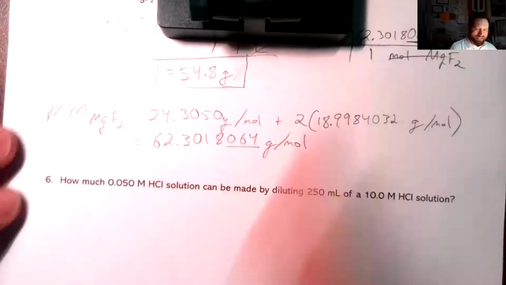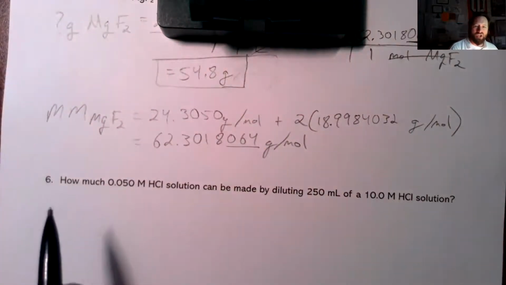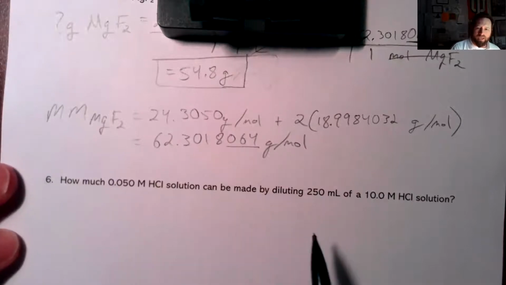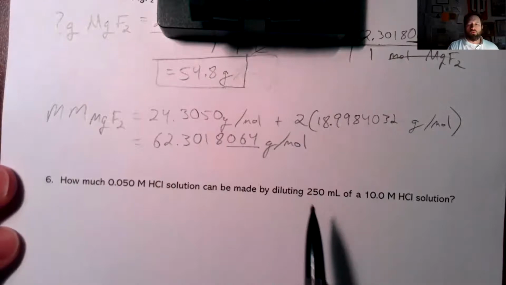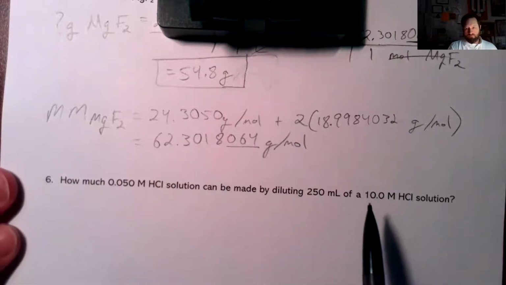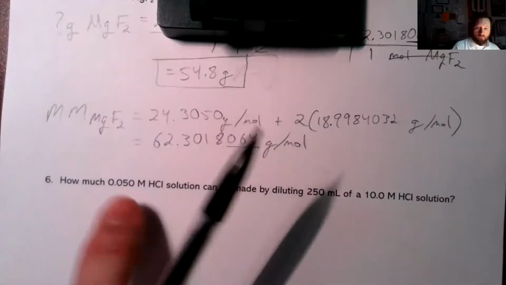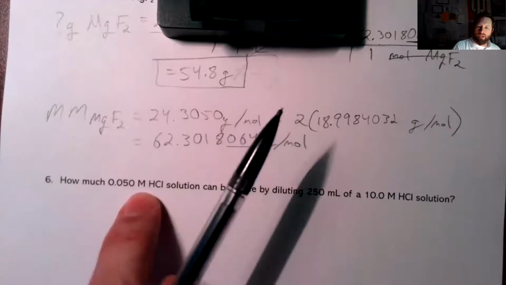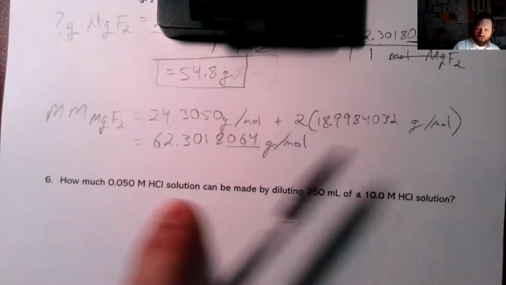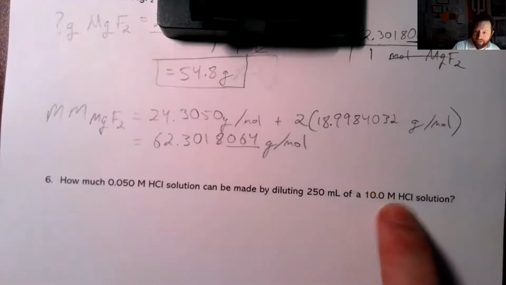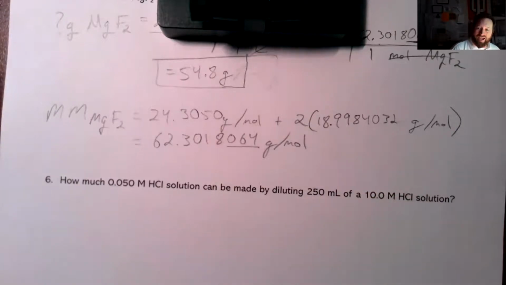Hey, we've got number 6 left to do. Here we go. How much 0.050 molar HCl solution can be made if we're to dilute 250 milliliters of a 10 molar HCl solution? So we want to know what total volume we can get. How much solution can we make if I start with 250 milliliters of a very concentrated solution? That's a very high concentration, 10 molar HCl. Yikes. Talking about melting some stuff there.